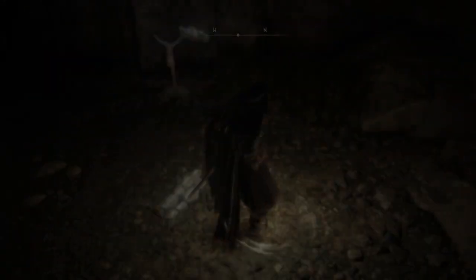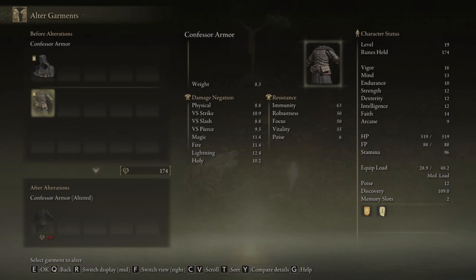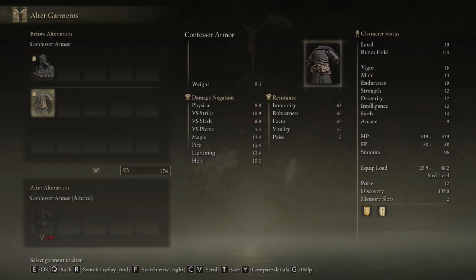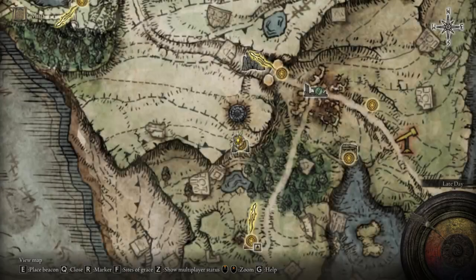Oh wait, we can change clothes. What does that mean? Alter garments. Confessor armor, confessor hood. What? Why do we need to alter that? What kind of alteration is it? Is it like a level up thing? Oh, okay, we can change it to the white version. But what's the difference? I don't understand for now, and I don't have any souls, so I'm not going to do it now.